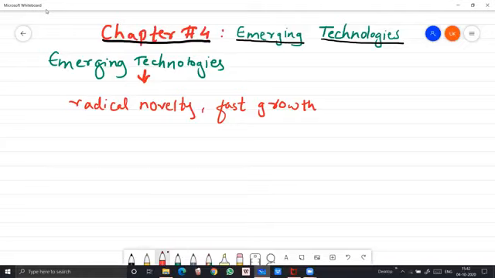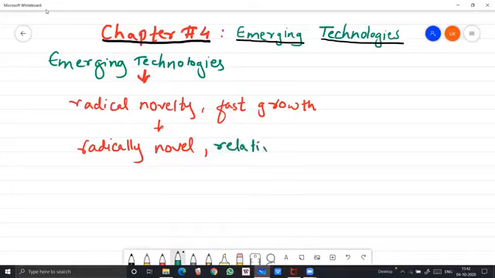In other words, we can say emerging technology can be defined as a radically novel and relatively fast growing technology.